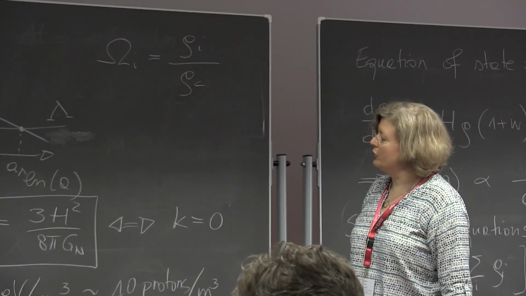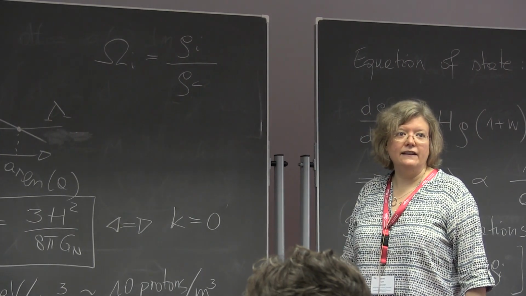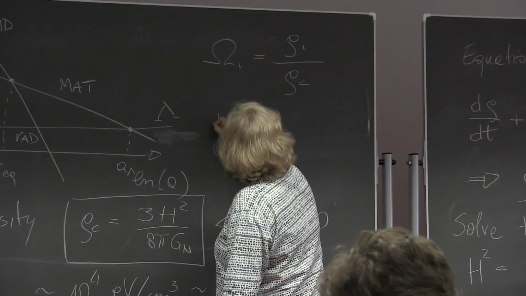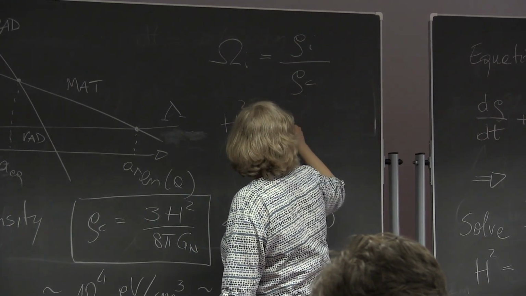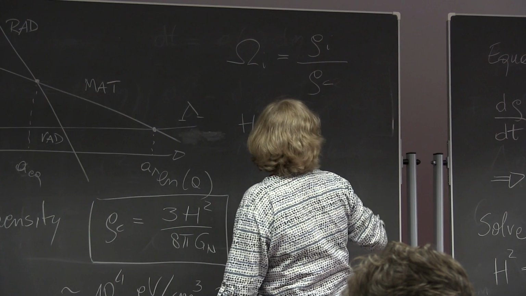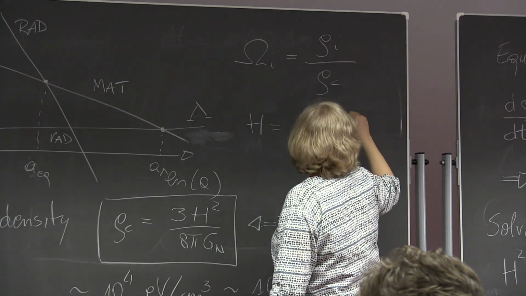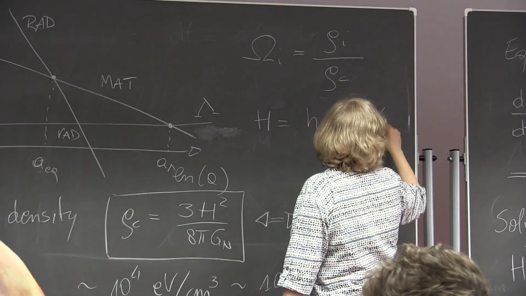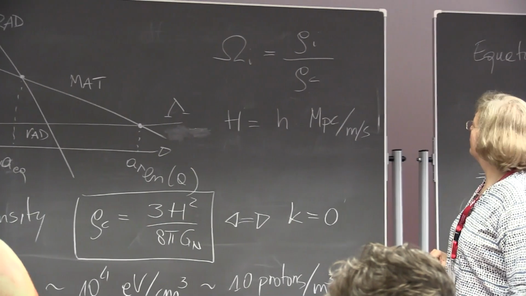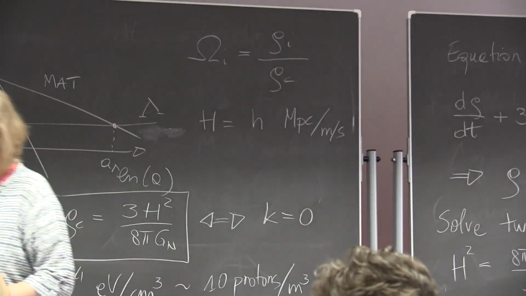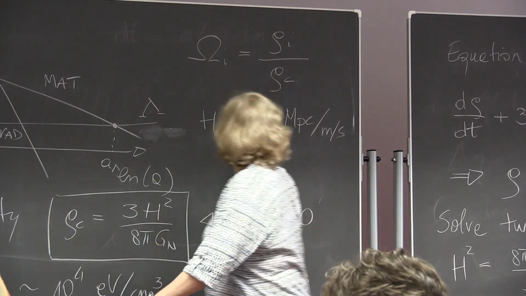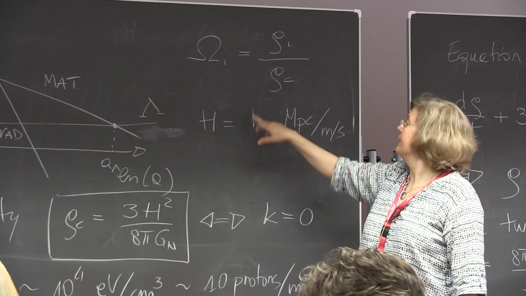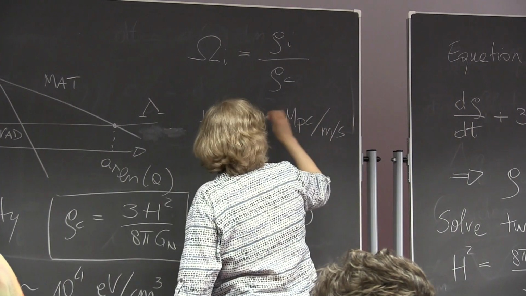And what people do usually is to rephrase this in terms of a little h quantity. So we can write H as a small h times the proper units. So it's 100 kilometers per second per megaparsec. And this small h is exactly what is a number of order 1.